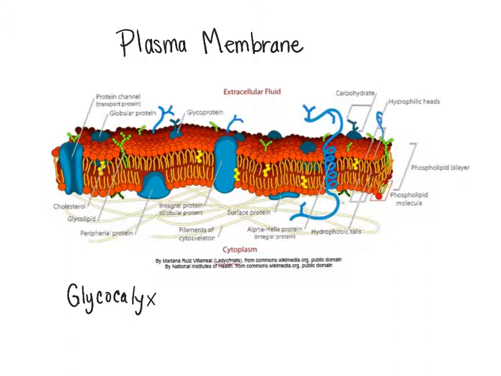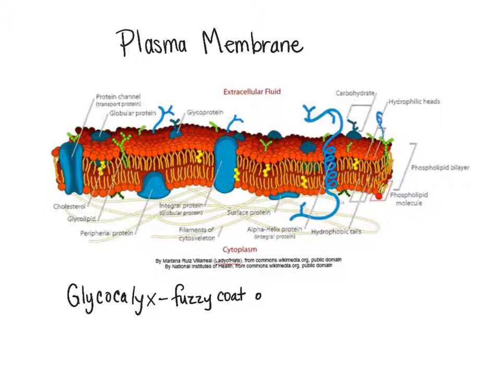So our glycocalyx is the fuzzy coat of carbohydrates that's connected to the proteins and lipids. So what we're talking about are the combination of the glycoproteins and the glycolipids that are on this extracellular, the outside part of the cell. And it makes a fuzzy coat.